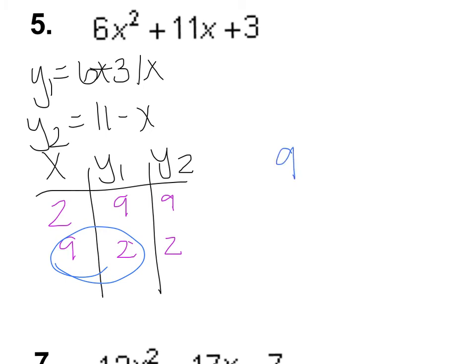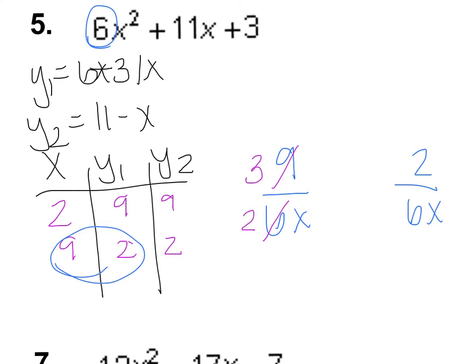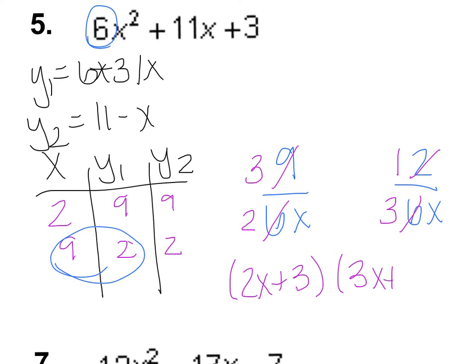So I'm going to do 9 and 2, and I'm going to divide them by the coefficient, which was 6x. And I'm going to see if I can reduce. Well, 9 over 6. 9 and 6 are both divisible by 3. So if I divide 9 by 3, I get 3. 6 by 3, I get 2. So that leaves me with 2x plus 3 for one of my parentheses. 6 over 2, I can divide both of those by 2. 2 divided by 2 is 1. 6 divided by 2 is 3. So that leaves me with 3x plus 1 for my other parentheses. So my answer is 2x plus 3 and 3x plus 1.